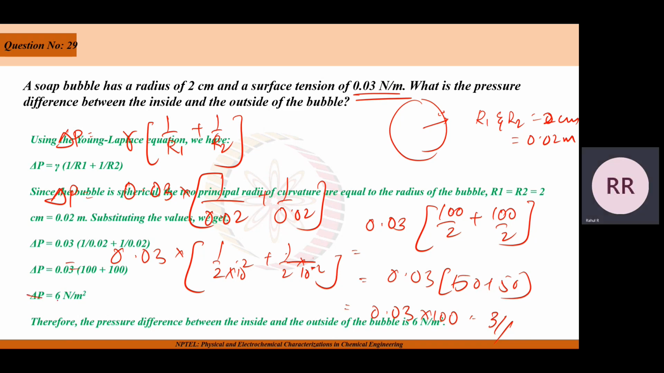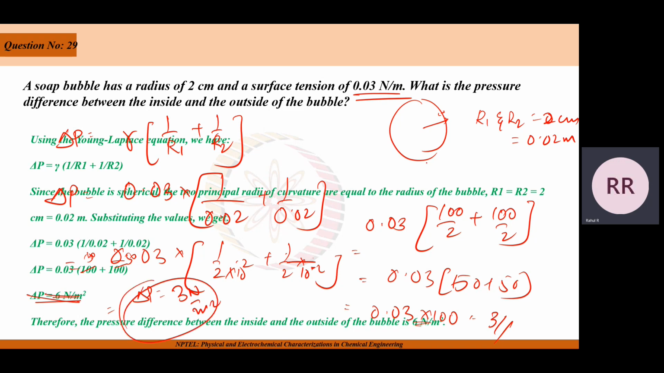There is a mistake over here. Just one second. The answer to this question here should be 50, so the answer is 3 Newton per meter square.